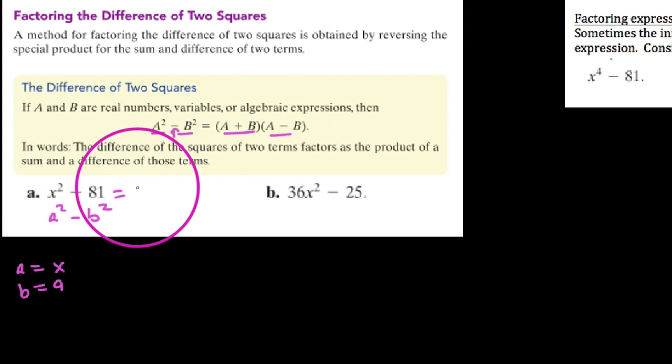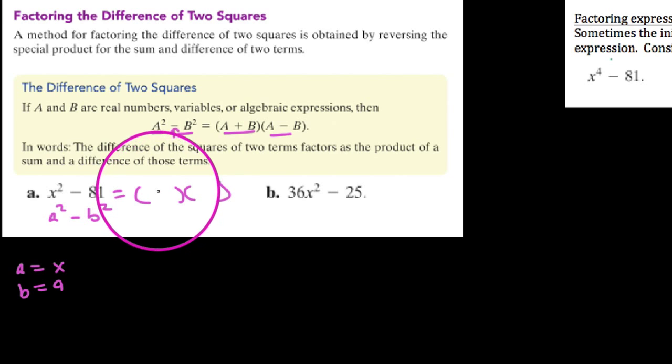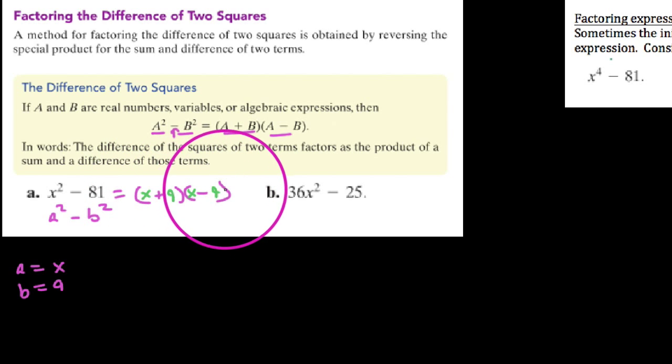So essentially, when you factor a difference of squares, it'll always be conjugate pairs. What goes in the front is the square root of the first term, which is x. And what goes in the back is the square root of the second term, which is 9. This is really quickly factorable.